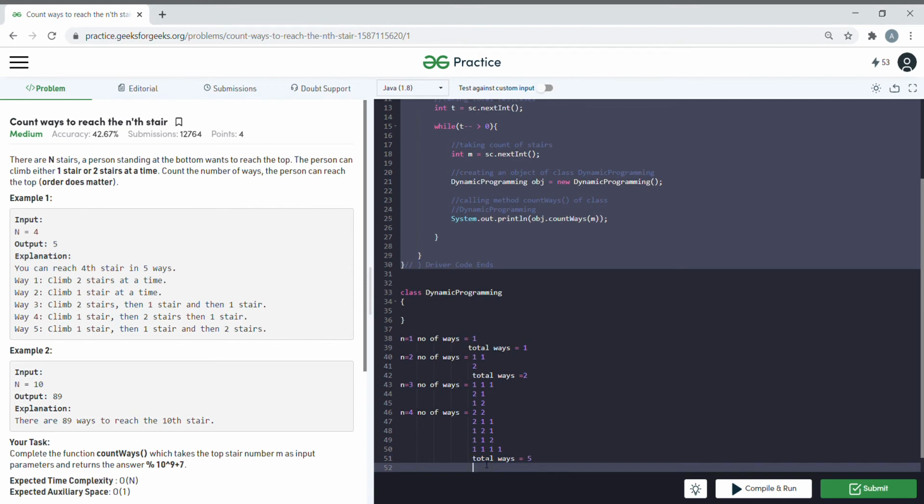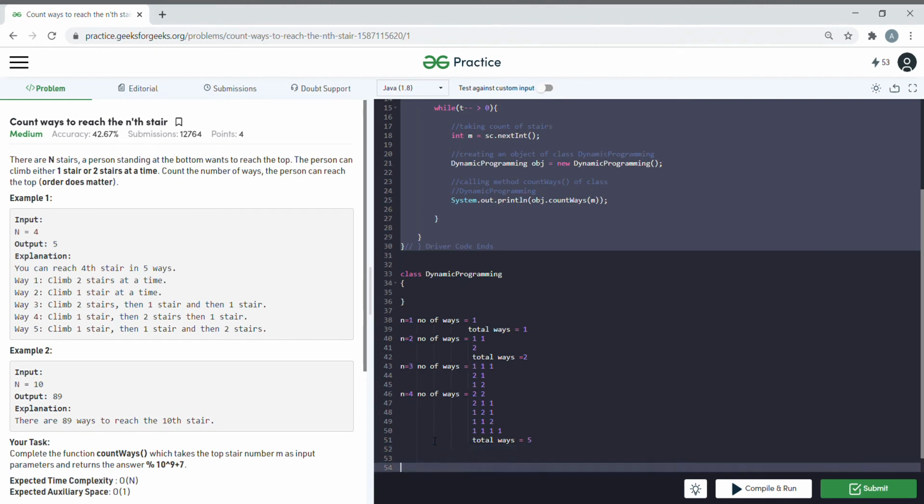So I think most of you who have worked with dynamic programming or data structures would get an idea of how we'll have to approach this question. If you look into it, when n is equal to 1, there is one way. When n is equal to 2, there are two ways. When n is equal to 3, there are three ways.